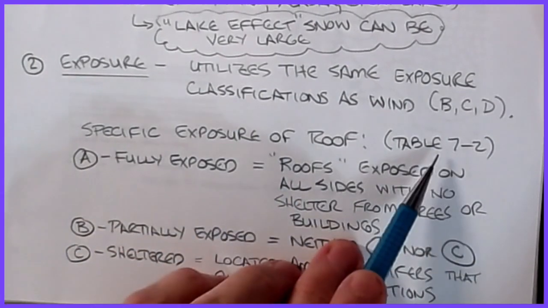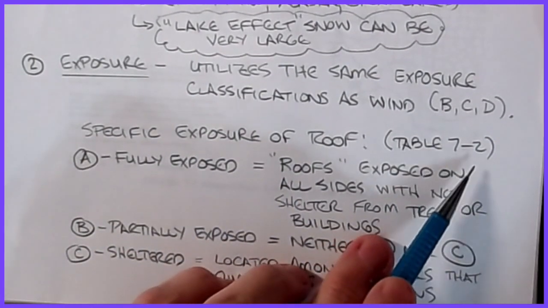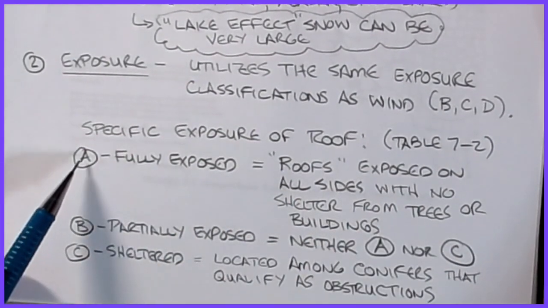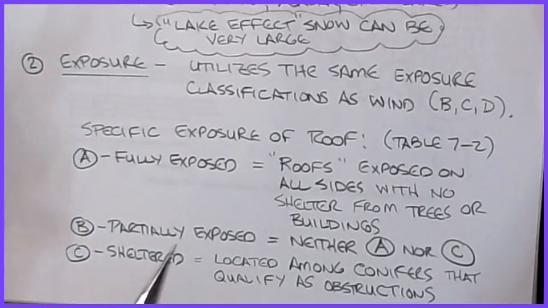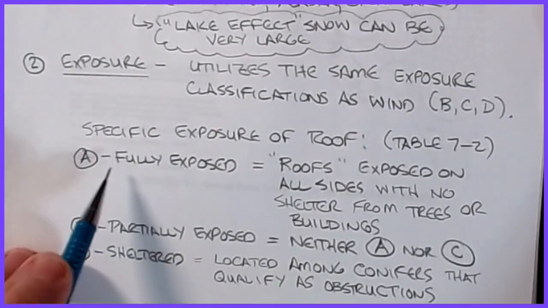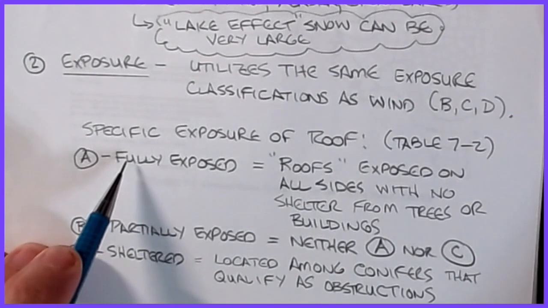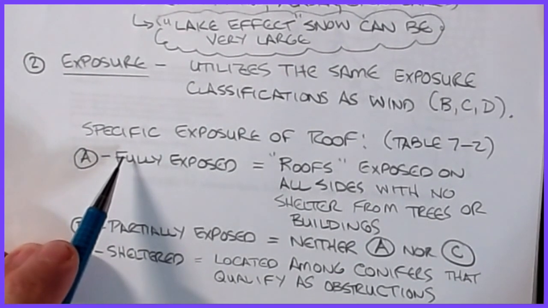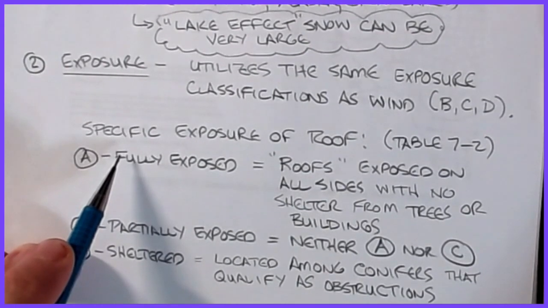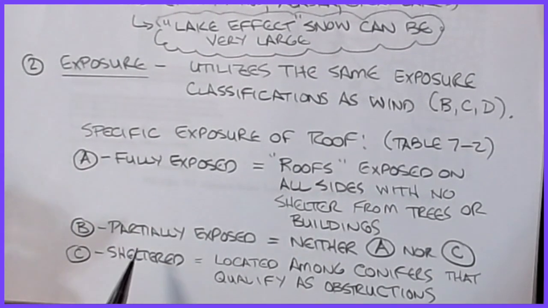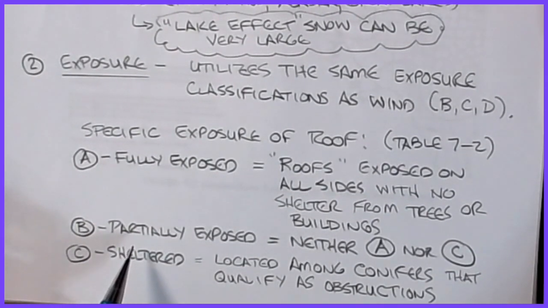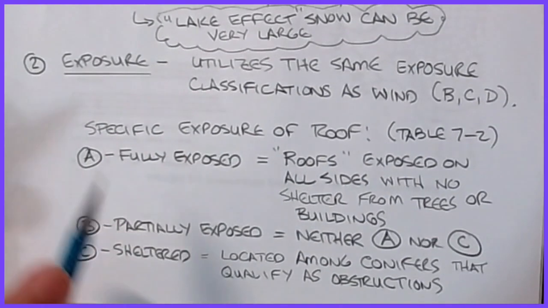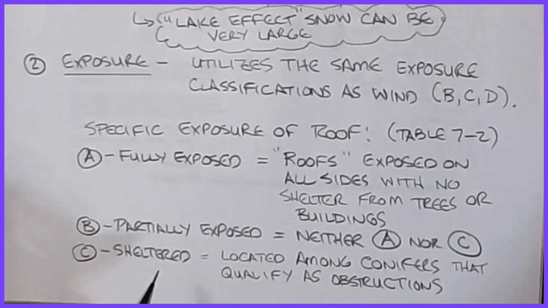for the roof, and you'll find this in table 7-2. They define that as an A, B, or C exposure. A exposure is fully exposed, meaning it's out in the middle of a big open field, there is no shelter, no trees, no buildings around it, so when the wind comes through, it can very quickly blow the snow off of the roof and reduce your loads, versus a partially exposed, which is basically neither A nor C, and C is the sheltered.